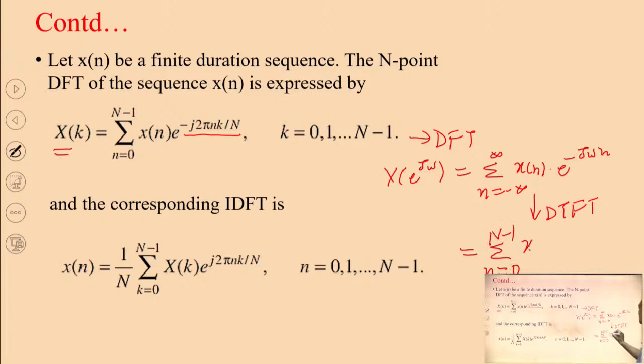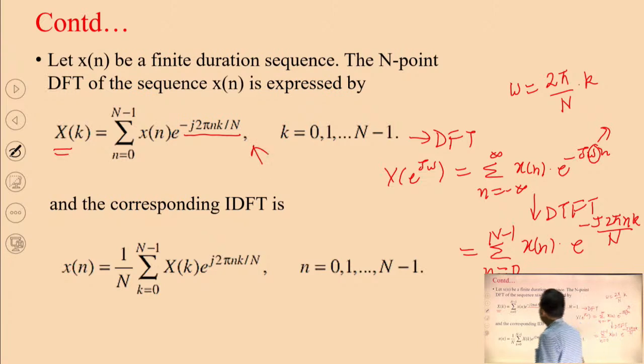Now x[n] is there, and in the case of DFT, we have discretized the frequency. I have already explained how. Omega becomes 2 pi by N times k, so omega equals 2 pi k by N. So you write e to the power minus j 2 pi n k by N. This is how the definition of DFT comes, where the k value varies from 0 to N minus 1.